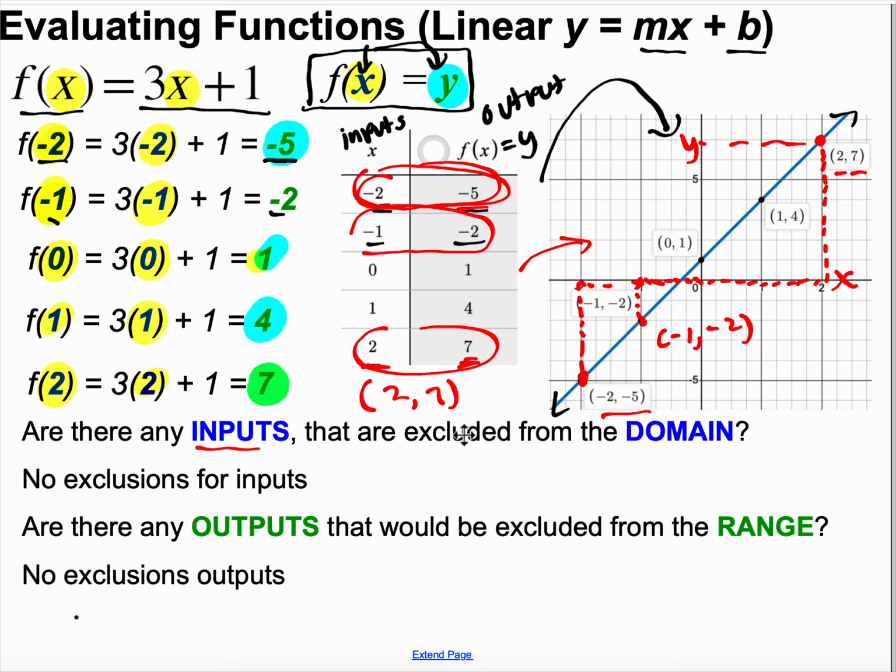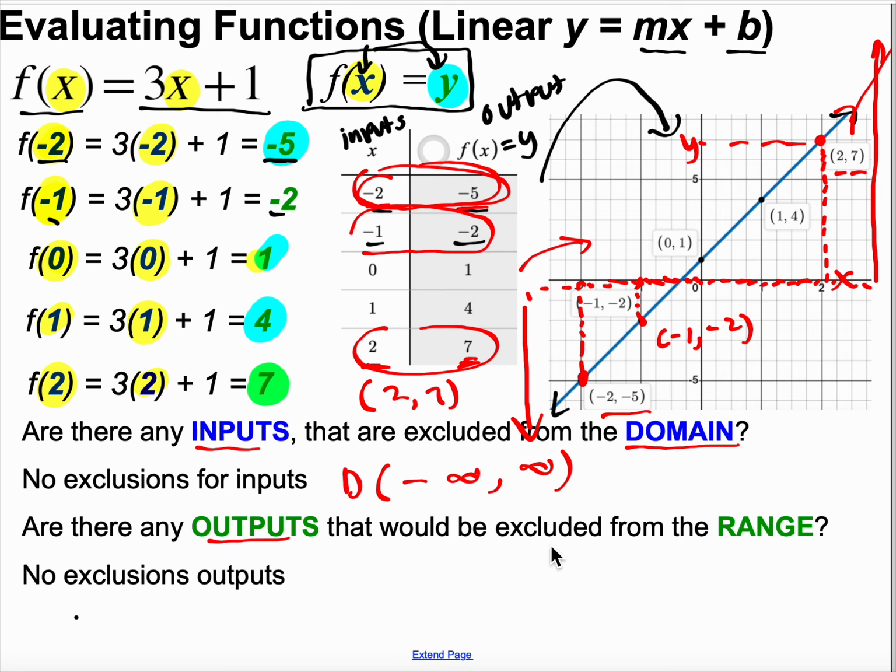So our domain are our inputs. Are there any inputs that we cannot put into this function here? Well, no, this keeps going. As x gets bigger and bigger, y is going to keep getting bigger and bigger. The graph keeps going. As x gets smaller and smaller, y gets smaller and smaller. So there are no exclusions from the domain or the input. I can put really big negative numbers, I can put 0, I can put big numbers. So our domain is all real numbers, negative infinity to positive infinity.